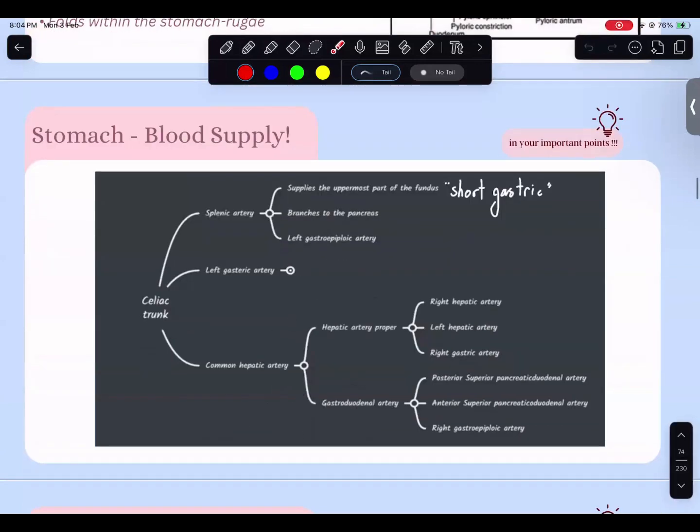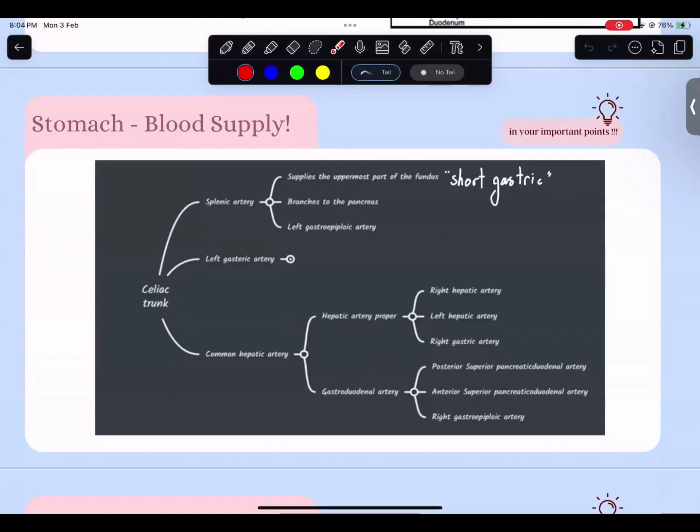Okay. Now for the stomach blood supply, super duper important. We're going to take it slow because it can be a bit confusing. The blood supply of the stomach starts from the celiac trunk, and it's going to divide into 3 branches: the splenic artery, the left gastric artery, and the common hepatic artery. The left gastric artery itself, just leave it. It's not going to divide into anything. It just goes and supplies the lesser curvature. So left gastric artery, lesser curvature.